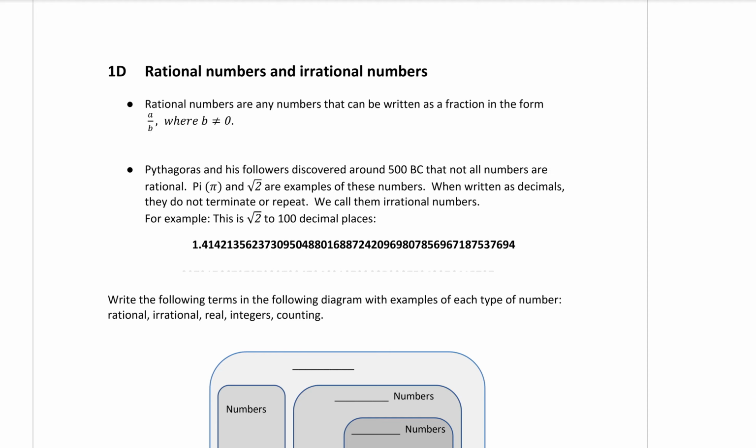We are categorizing the different types of numbers that we use in math. First of all, we have the word rational. Rational numbers are any numbers that can be written as a fraction, in fractional form. It could be a whole number as well. Whole numbers are even better, okay? But anything that can be written in fractional form is called a rational number.